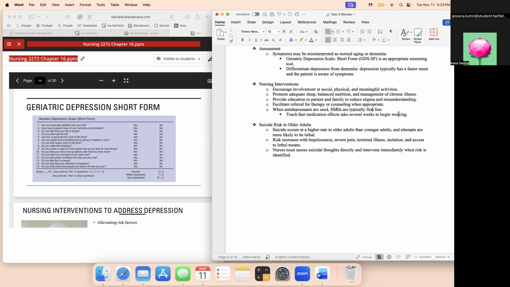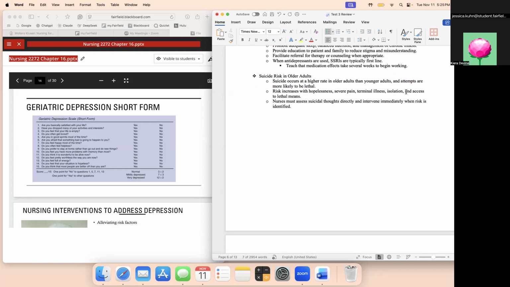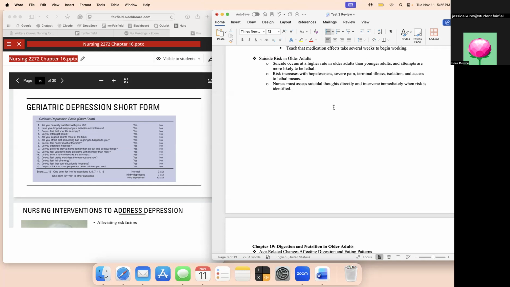SSRIs are typically the first line. Teach that these medications typically take several weeks to work and can also initially increase the risk of suicide. Suicide occurs at a higher rate in older adults than younger adults, and attempts are more likely to be lethal. They have heavier risk factors like severe pain, terminal illness, isolation, and access to lethal means than younger adults. And that learned hopelessness is a little bit more common. The nurse must assess suicidal thoughts directly and intervene immediately.